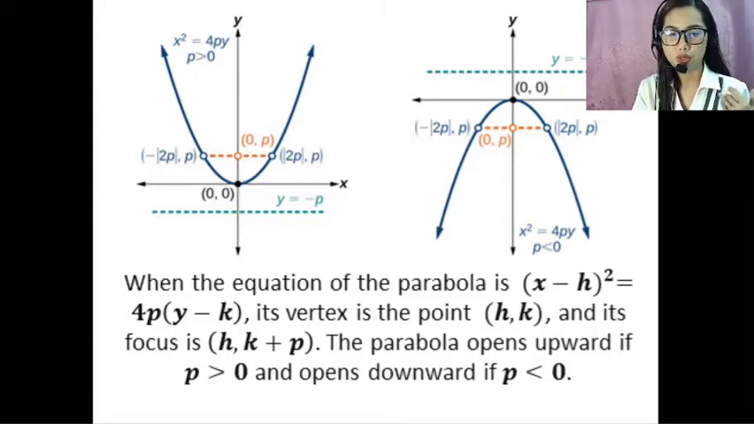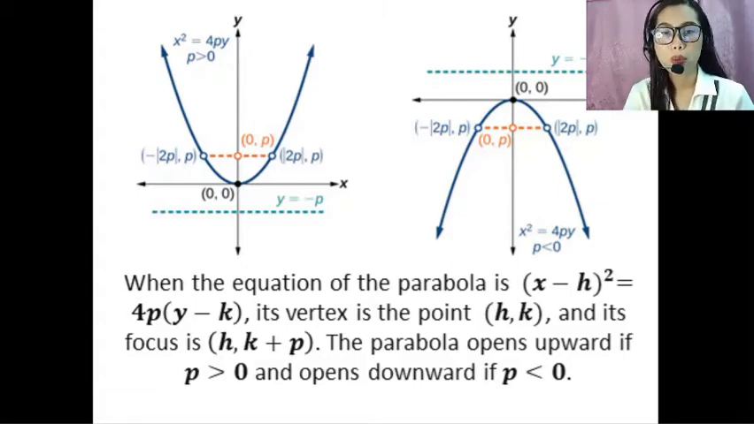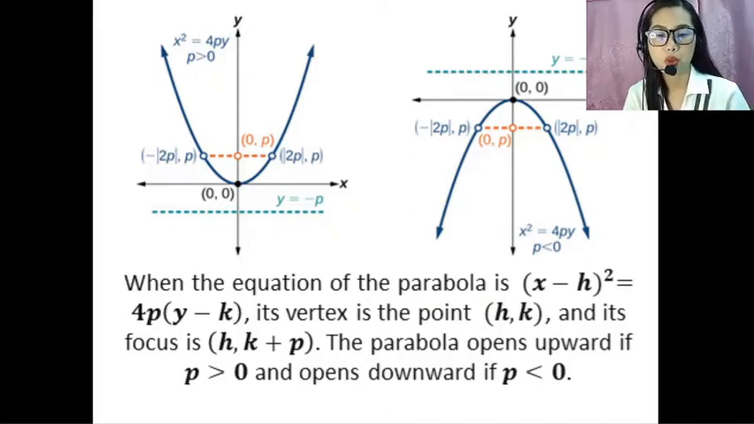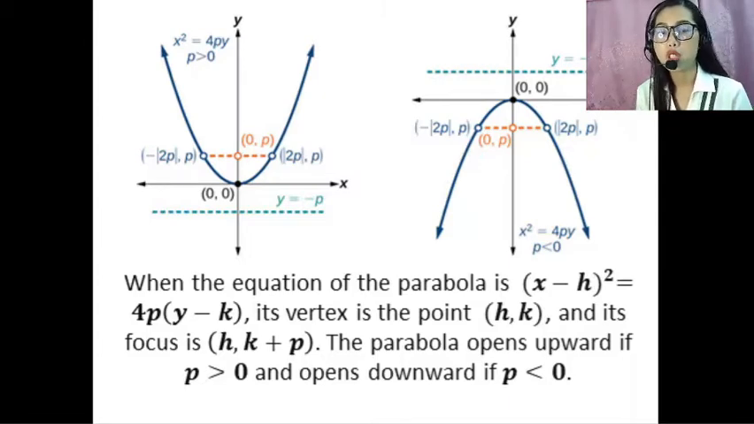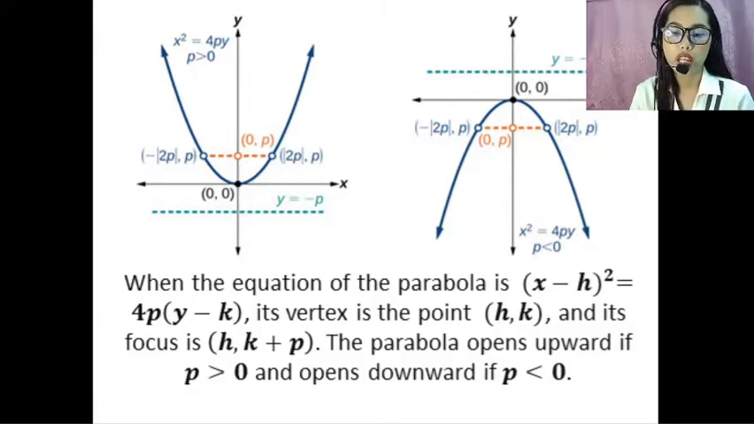So, let us first begin with the equation (x minus h) squared equals 4p times (y minus k), with the vertex at point (h, k). The focus on this type of equation is at (h, k plus p), wherein you have to remember that p is the distance between the vertex and the focus, or from the focus to the directrix, because they are just the same. So, the parabola opens upward if p is greater than 0 and opens downward if p is less than 0.